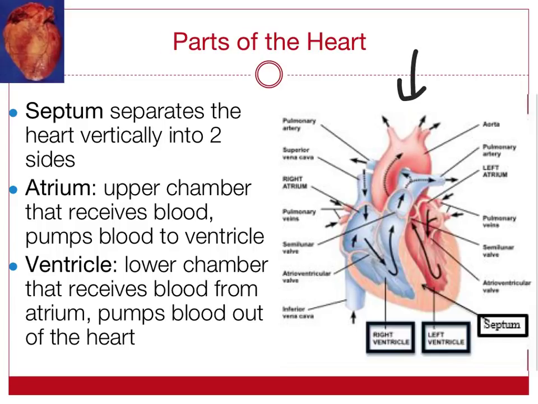So everything on this side right here is being referred to the right side of the heart, and everything on this side is referred to the left. Now, the piece of muscle that divides the left side from the right side is called the septum. It's this part right here, okay?